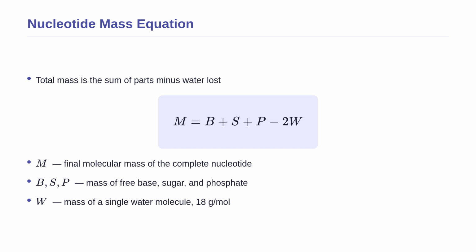W represents the mass of a single water molecule, which is exactly 18 grams per mole. We subtract 2W because forming a nucleotide requires two separate condensation reactions, releasing two water molecules. If the mass of the base or sugar increases, the total mass M naturally increases.